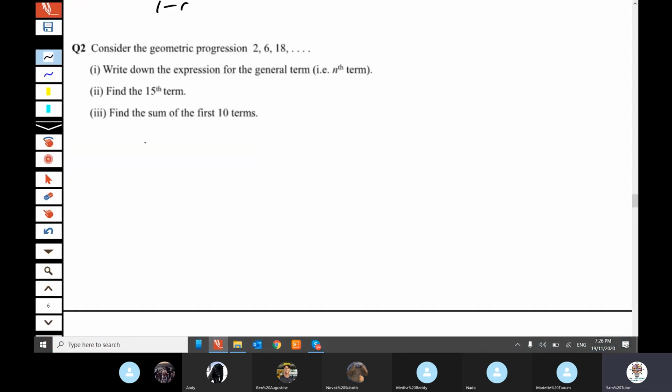Consider the geometric progression 2, 6, 18. Okay, straight away. What is A equal to? First number, 2. What is R equal to? 3. It's multiplied by 3. If it's a bit hard for you, then you just do this number divided by this number. I say that because yes, there will be some hard ones. So 6 divided by 2 is 3. Anyways, part I. Write down the general expression.